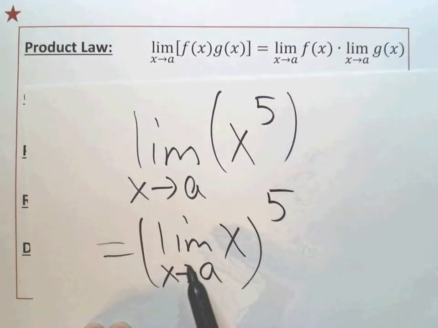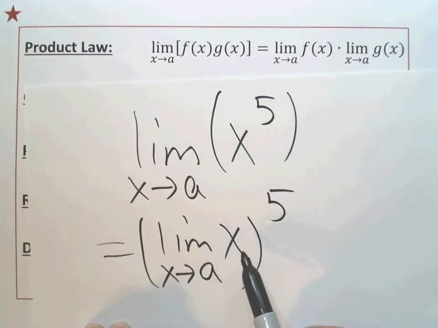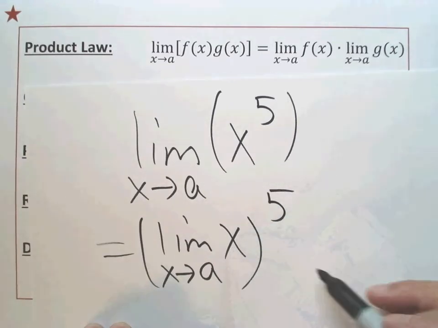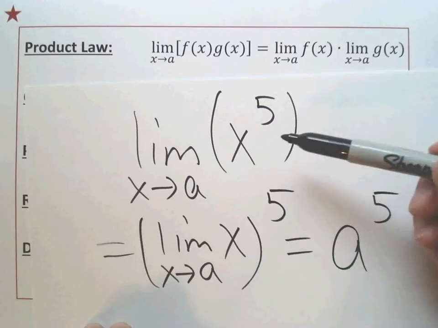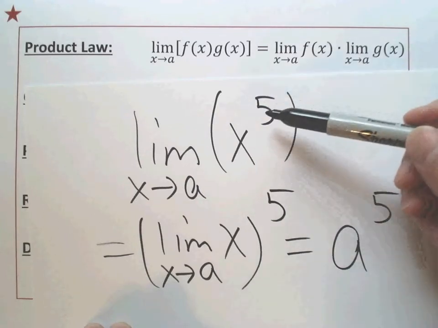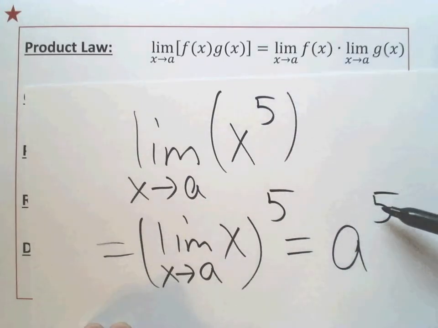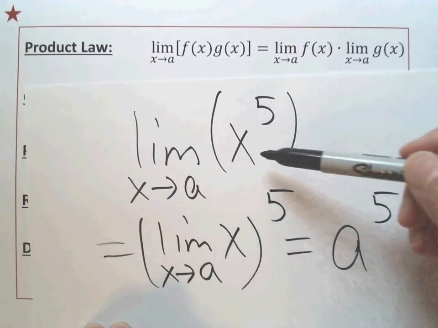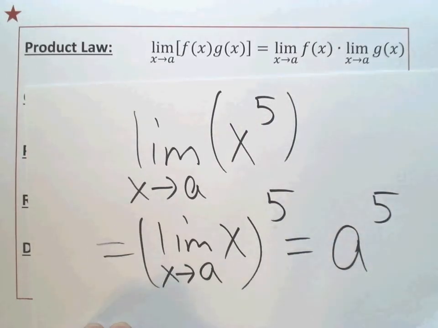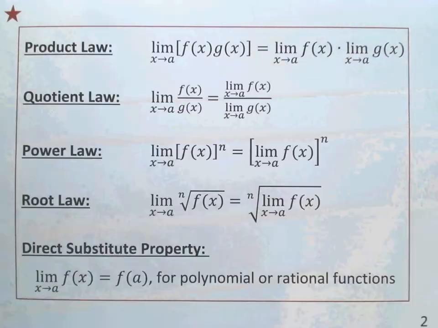Do you know what is the limit of x when x approaches a? Of course, as x approaches a, it is a, right? Definitely. So this is a raised to the fifth power. If I change 5 to 10, of course this is a raised to the 10th power. It means we directly substitute, so x is substituted by a. This we call the power law.